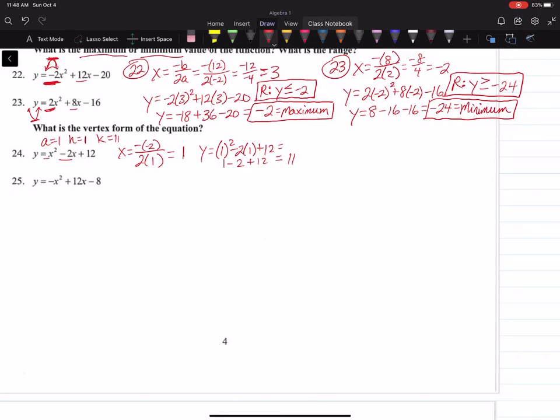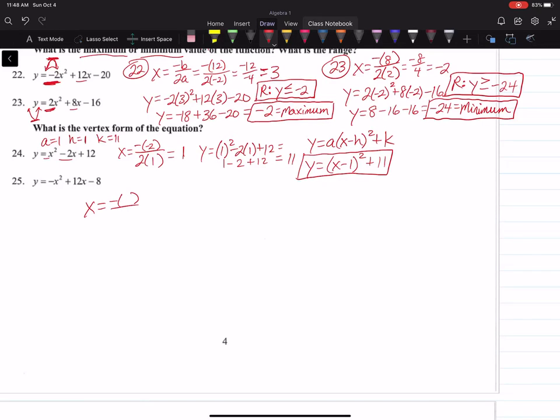That is my k. And then you just write the vertex form. I'm going to write it one more time. Y equals a times x minus h squared plus k. So y equals, a in my problem was 1, so I just get to leave. You can put 1 or you can just leave it blank. X minus h was 1 squared plus 11 is k. Done.